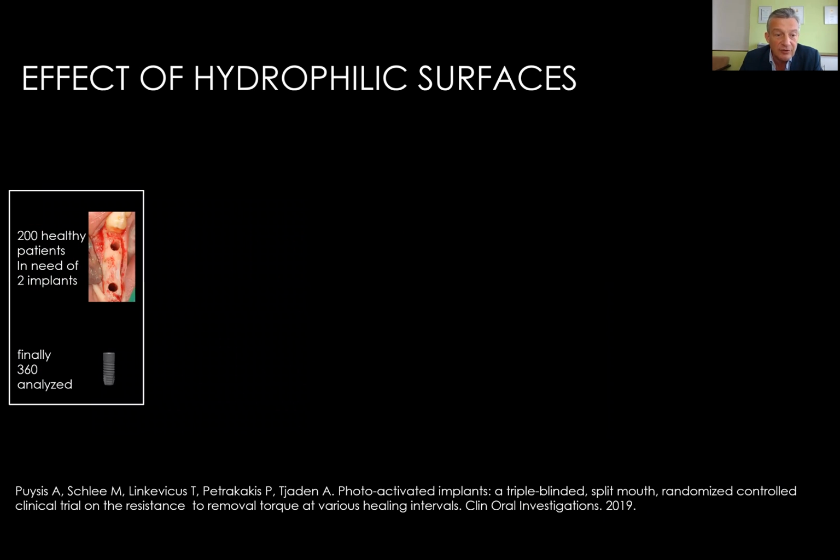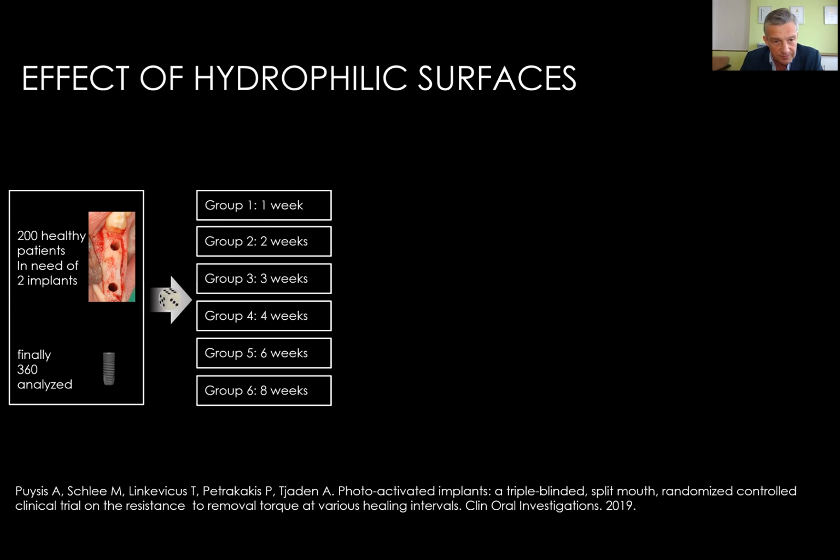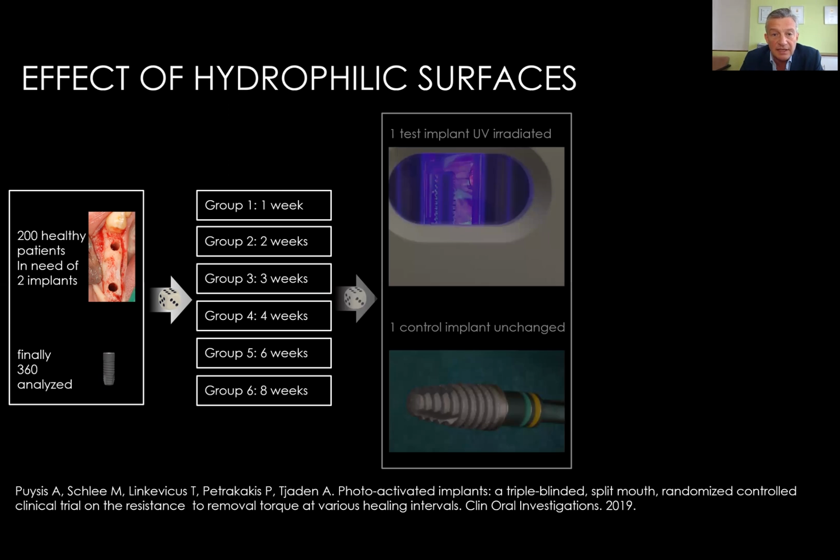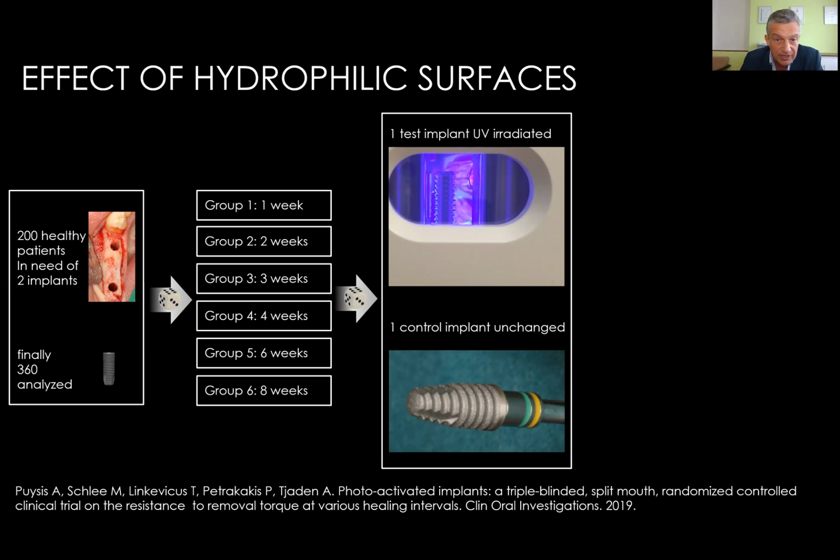Is that really clinically relevant? Algirdas Puisys and I did a study in 200 healthy patients in need of 2 implants. So 400 implants have been placed. 360 could be analyzed, and we had 6 groups. Patients were assigned to those groups, randomized of course, and in every group, every patient got 2 implants. One was a test implant, irradiated with ultraviolet irradiation. So this removes the biofilm and removes the hydrocarbons to achieve a hydrophilic surface. And one control implant was unchanged.